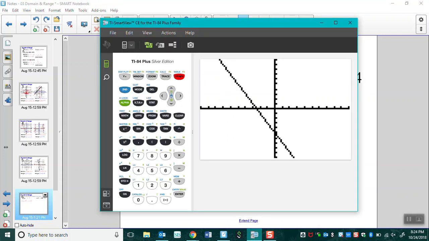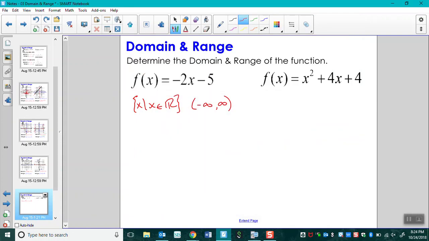If we look at our range, we're going the same kind of idea. We keep going up and we keep going down. So my range is also going to be all real numbers. And remember, for range, we use the variable y. But my interval remains the same.